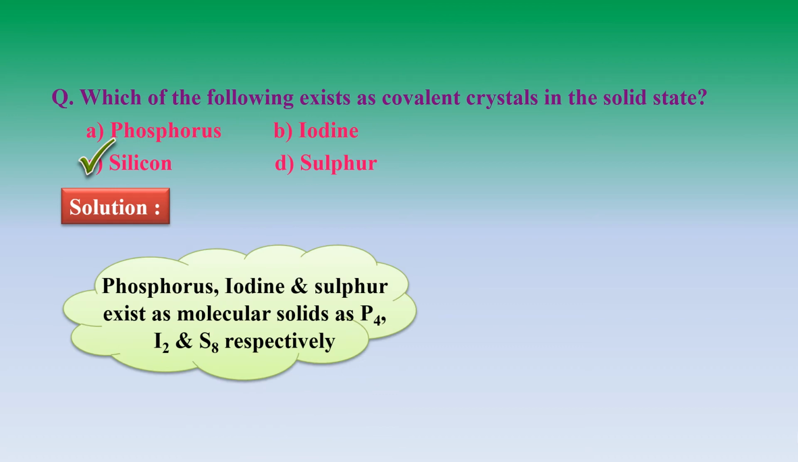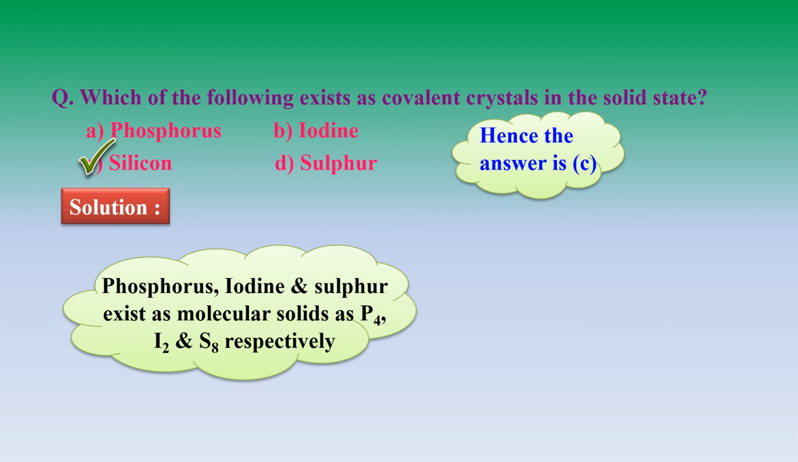Phosphorus, iodine, and sulfur exist as molecular solids. Phosphorus exists as P4, iodine exists as I2, and sulfur exists as S8 respectively. Hence, the answer is C, that is, silicon is the correct option.